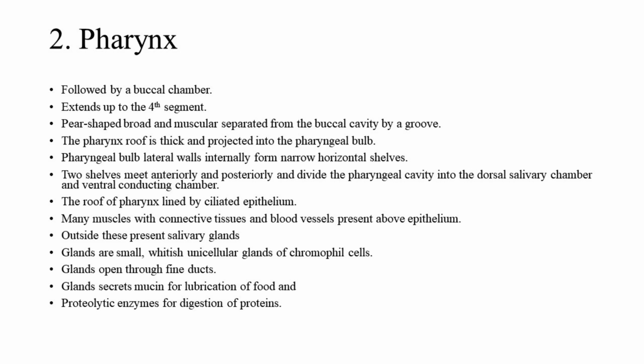The roof of the pharynx is lined by ciliated epithelium. Many muscles with connective tissues and blood vessels are present above the epithelium. Outside these are present salivary glands. The glands are small, whitish, unicellular glands of chromophil cells. Glands open through fine ducts. The gland secretes mucin for lubrication of food and proteolytic enzymes for digestion of proteins.